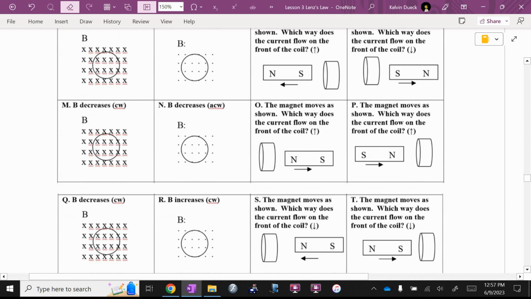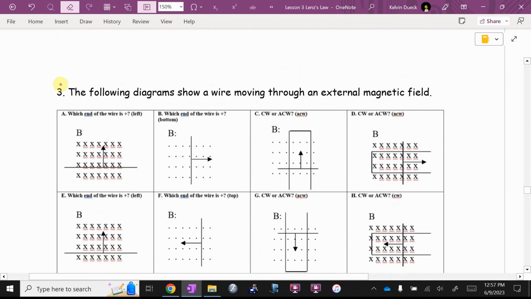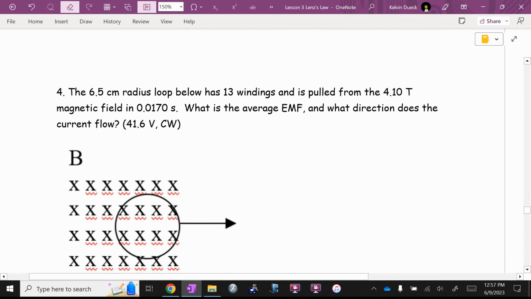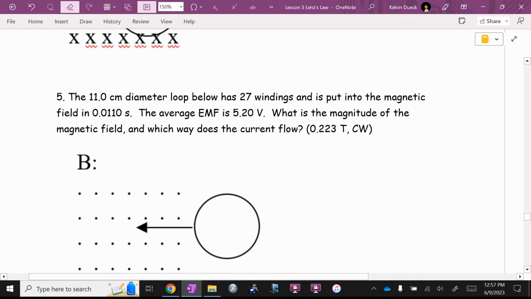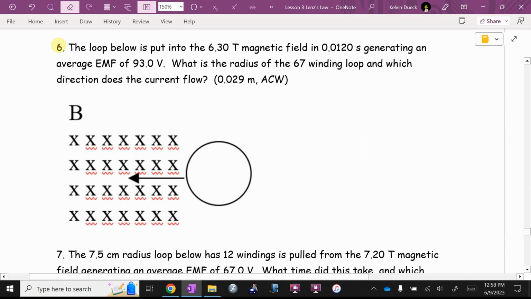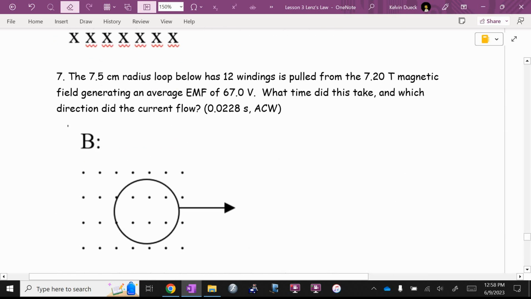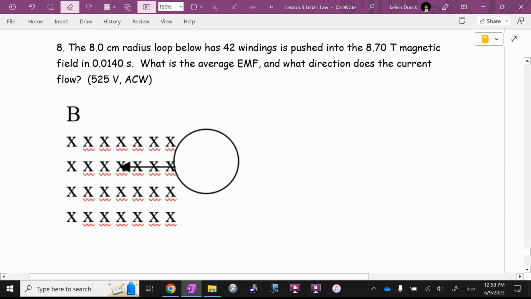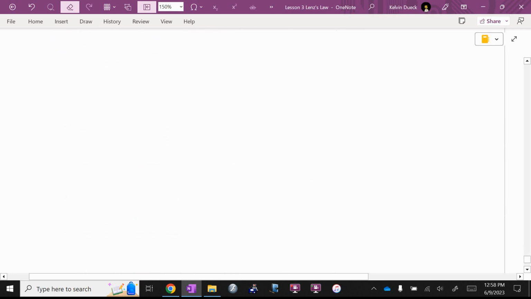2 is good. 3 is good. 4 is good. 5 is good. 6, 7. You'll have time to work on this on Monday as well. Yeah, 8 is good. We'll pause there.